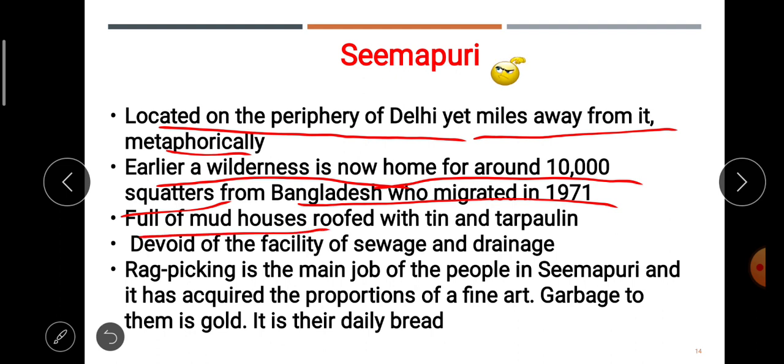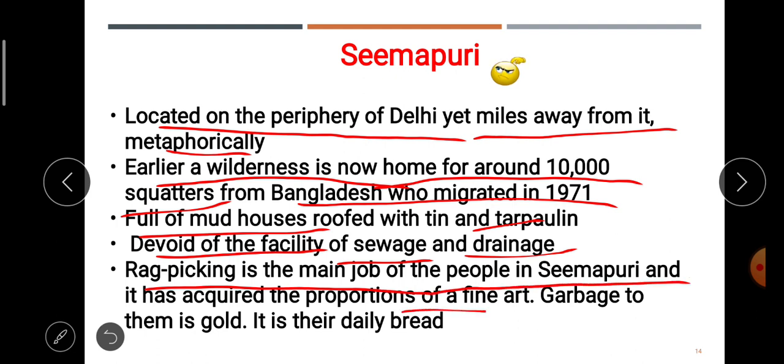The houses of these people are constructed with the help of mud, and they are roofed with tin and tarpaulin. Seemapuri is devoid of every type of facility. There is no sewage, no sewer system, no water drainage system. So we can understand, when there is a rainy season or some overflow of water, what can be the situation of the streets over there. We can easily imagine.